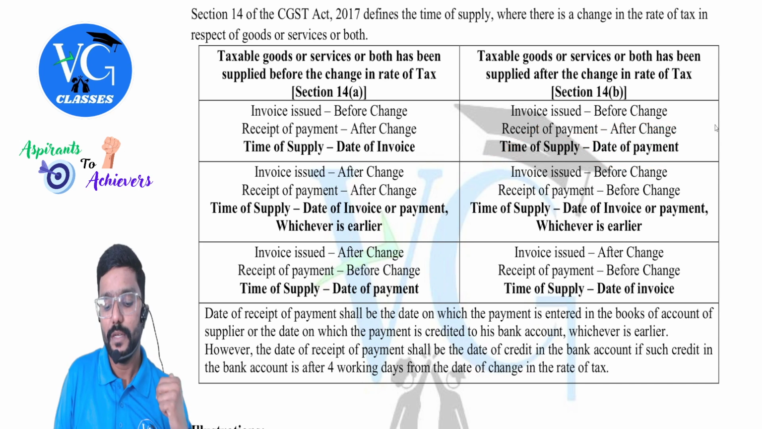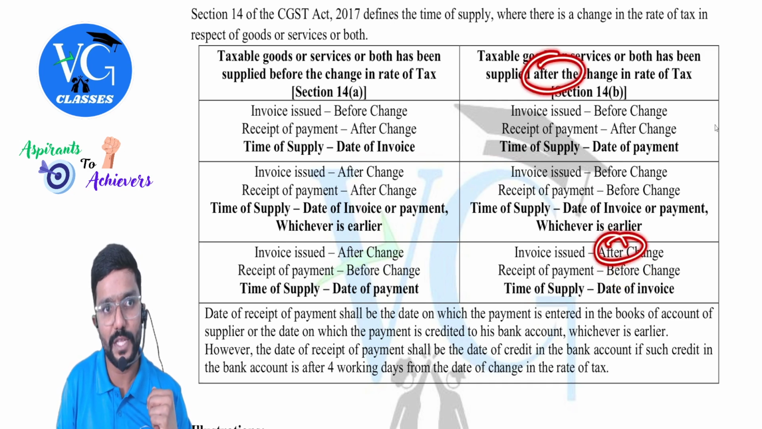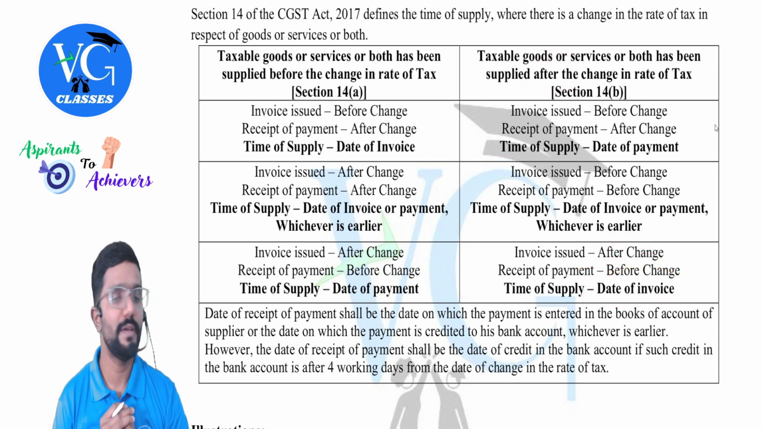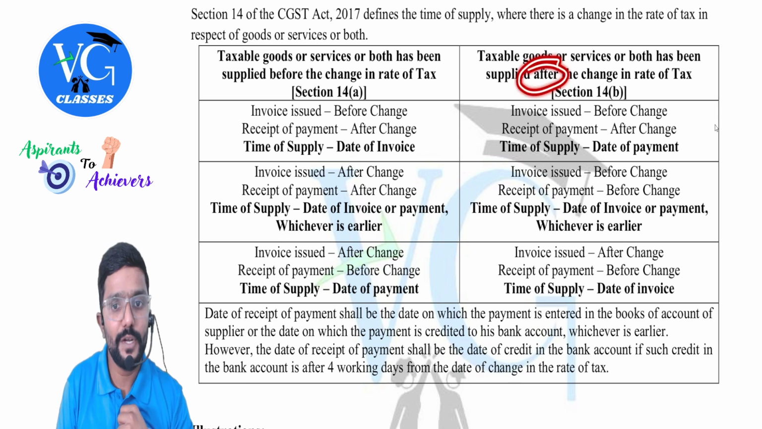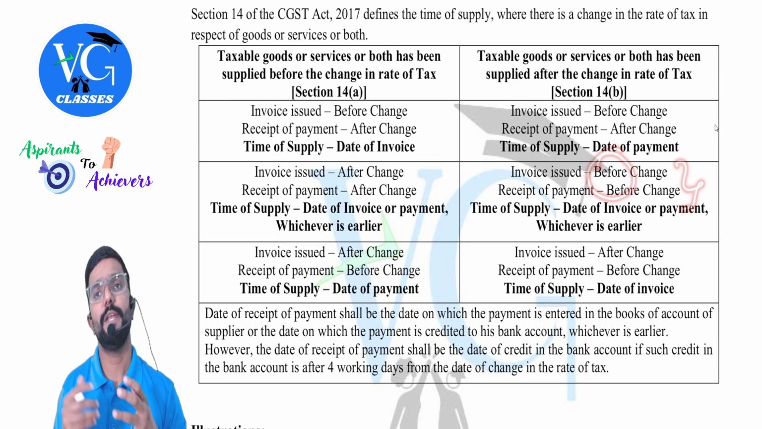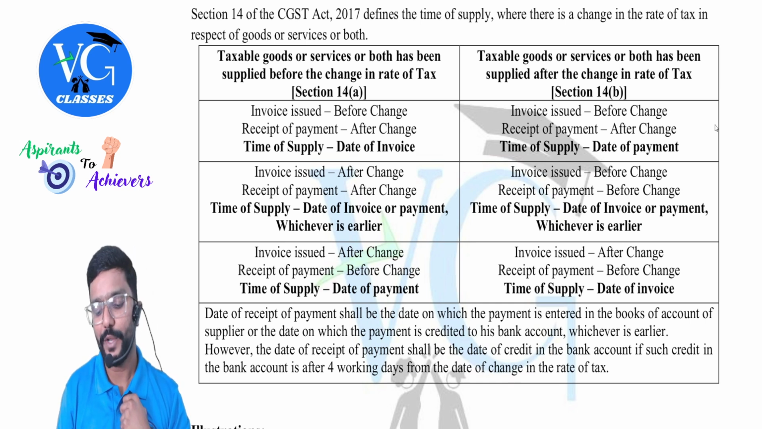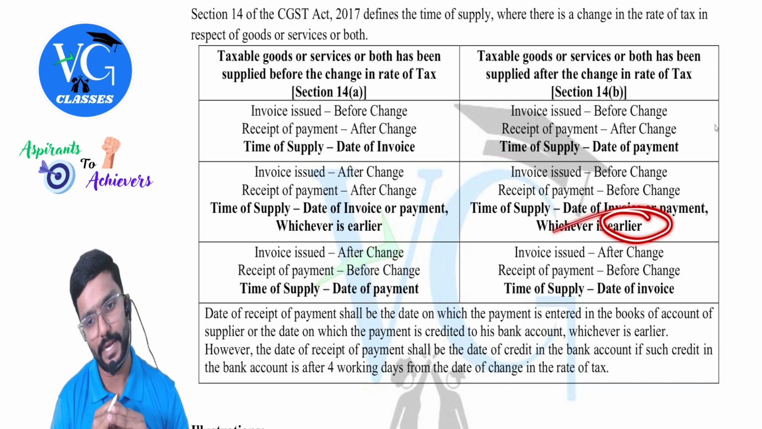Okay. Next, I will go to the last case. Invoice is after, which is on the supply side, whereas payment is before. So here supply is after the change and invoice is also after the change. What should I take? Time of supply is date of invoice. The middle one. Sir, supply happened after the change, but both these dates are before the change, sir. Invoice date as well as payment date, both are before. What should we do? We need to take whichever is earlier, guys.